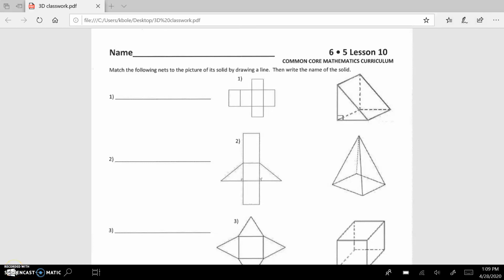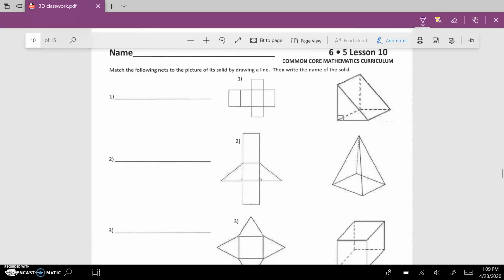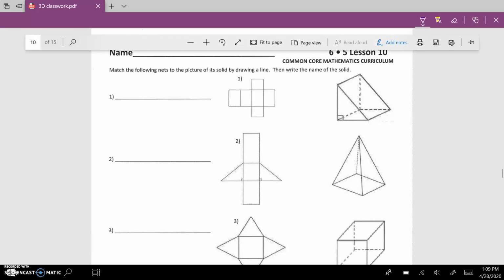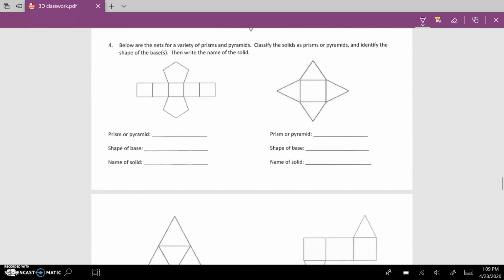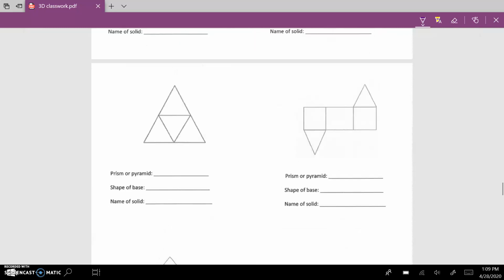Alrighty, here we are on the 5.10 classwork. So just a few different types of questions here in this classwork. So I'll do one out of each section just to kind of help you get started.